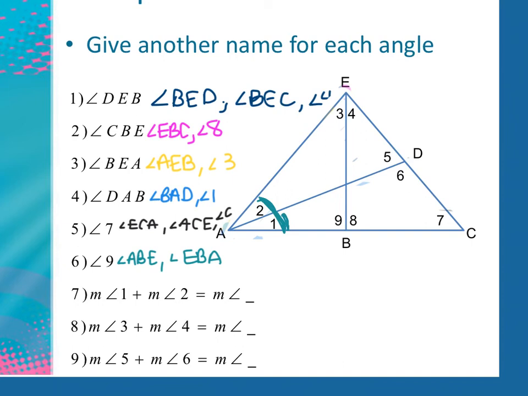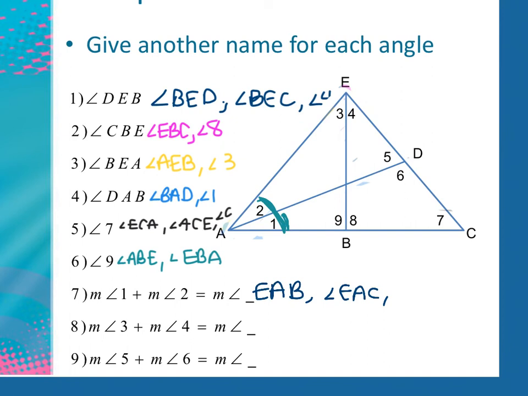Can't call it A because A could be this angle or this angle or this angle, right? So I can't use A. I have to use 3 letters. EAB works. EAC works. BAE works. CAE works. Anything that gives me this full, complete angle. Good?